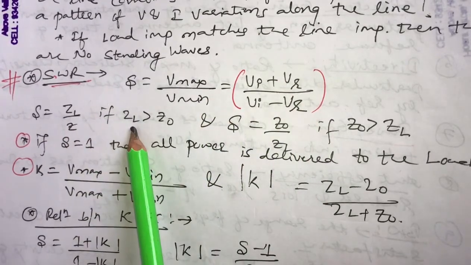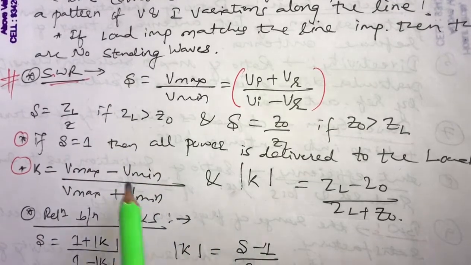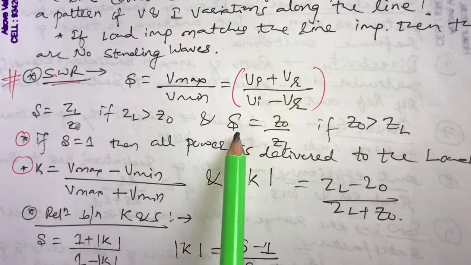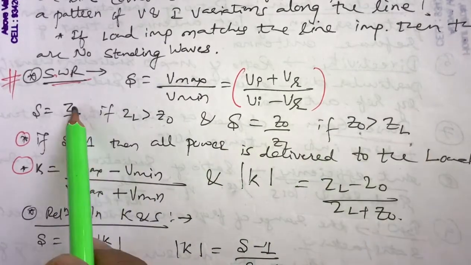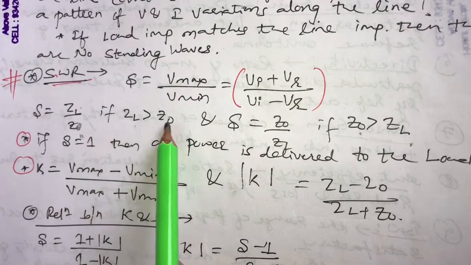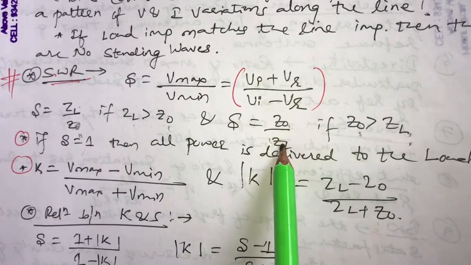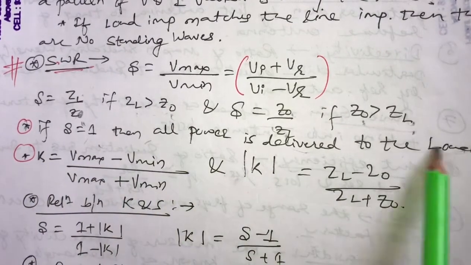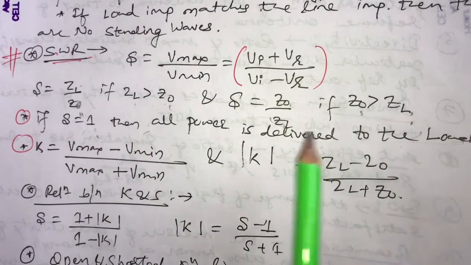If ZL is greater than Z0, S is ZL by Z0, and S equal to Z0 by ZL if Z0 is greater than ZL. Please make a correction here, it is Z0 in the denominator. If ZL is greater than Z0, otherwise if Z0 is greater than ZL, the numerator is Z0 divided by ZL. If S equal to 1, then all the power is delivered to the load. This is the ideal case. If S equals 1, all the incident power is delivered to the load.